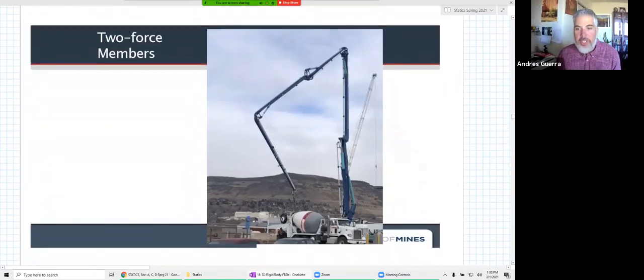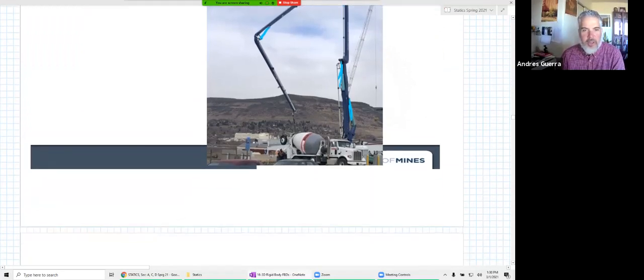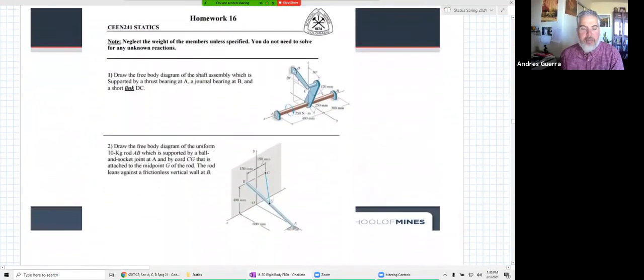Here's a picture of a concrete pump crane that is bringing in concrete for the parking garage back when they started placing concrete. Every single hydraulic cylinder on this pump truck right here is a two-force member. The other ones, the frame part of that, the darker blue, those are all multi-force members. So lots of real-world applications for these two-force and multi-force members.